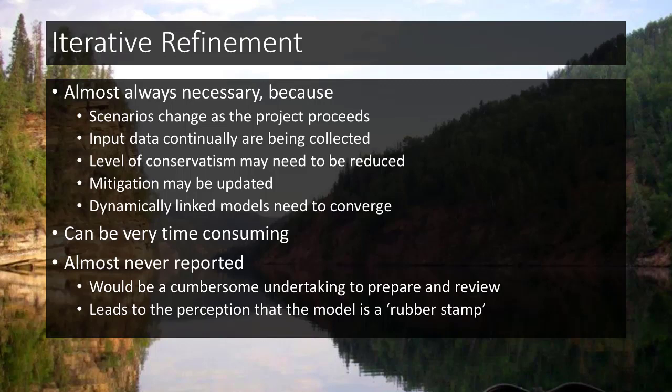And so that's probably the number one reason that we need to do iterations, is to refine the model to make it more realistic so that we're not overestimating effects, which do nothing except scare the crap out of people unnecessarily and make a whole bunch of expensive mitigation necessary. So that's one big reason.